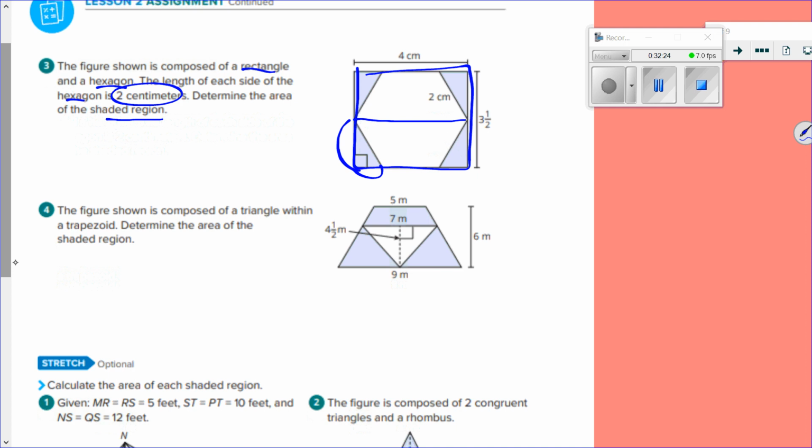Number 4, the triangle within a trapezoid, determine the area of the shaded region. Again, when they ask shaded regions, Mr. Moore personally is going to take the whole trapezoid, and then I'm just going to subtract this triangle. That's my recommendation to you. Questions on your homework?